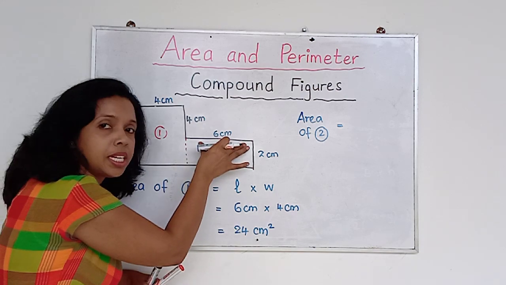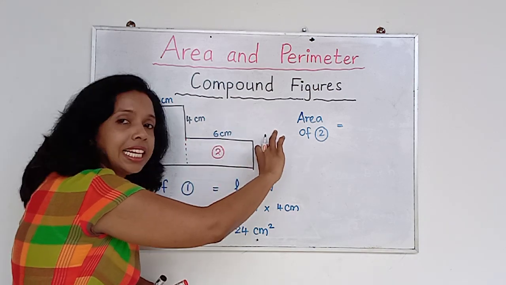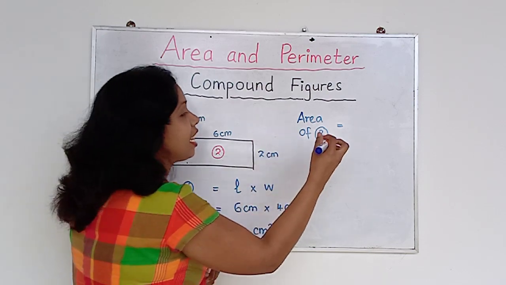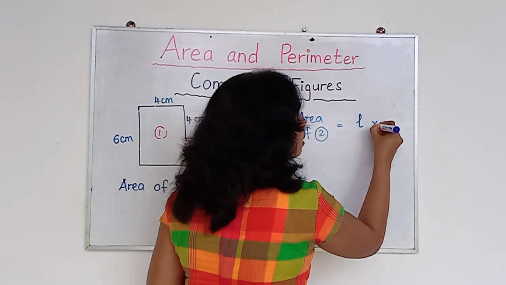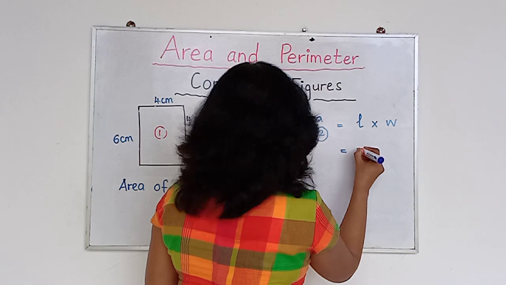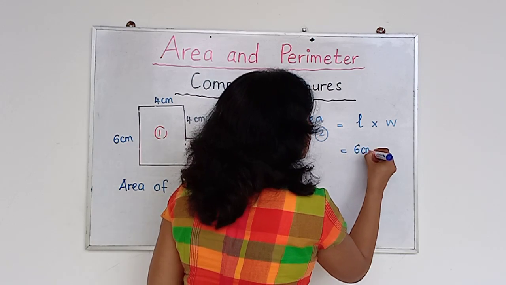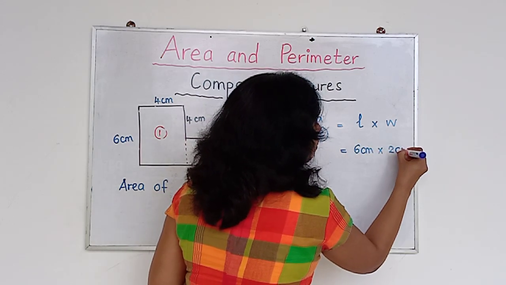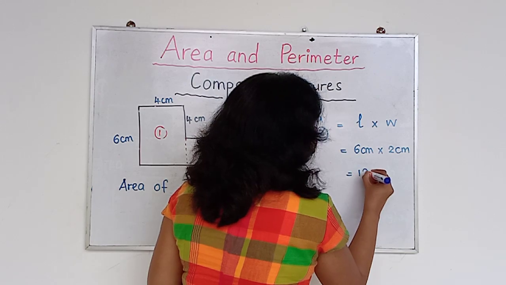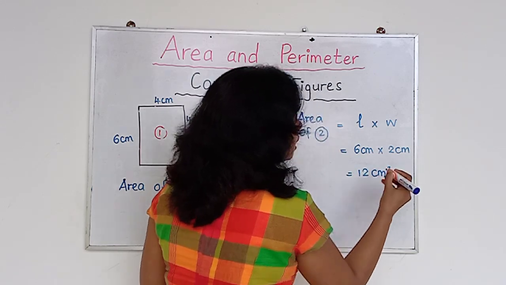It is 6 centimeters. And what is the width? It is 2 centimeters. Then how can I write length times width: 6 centimeters times 2 centimeters? Then it is 12 square centimeters.